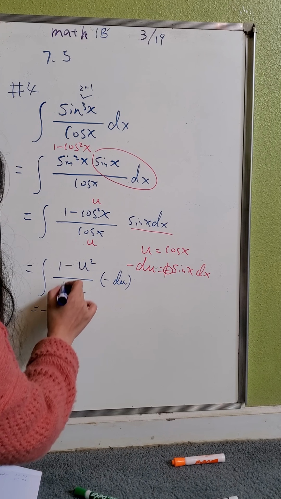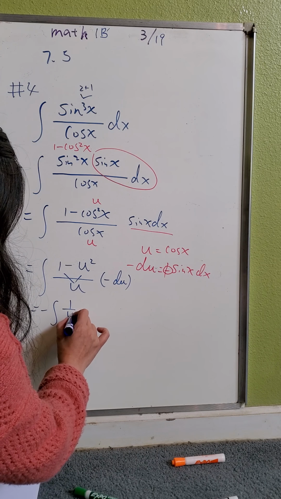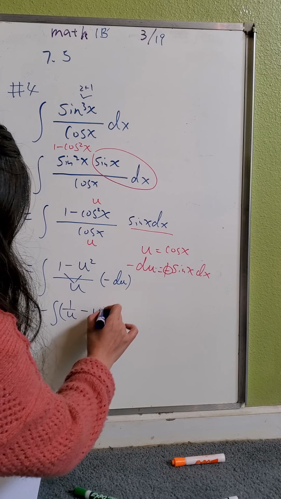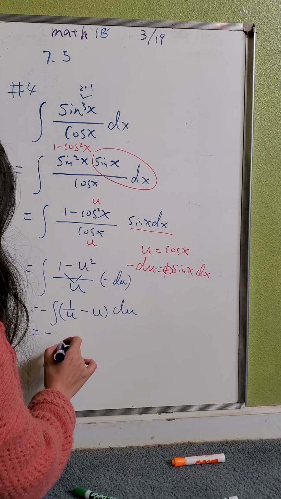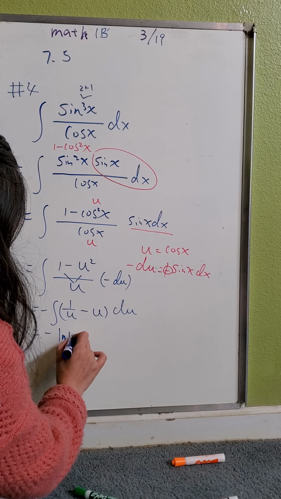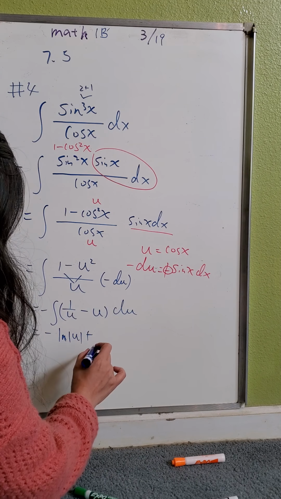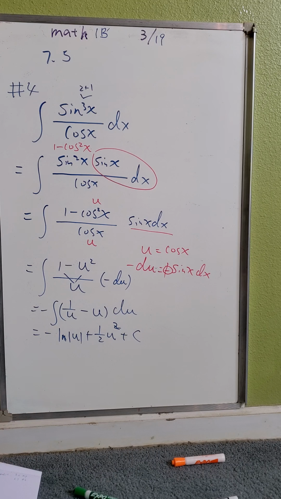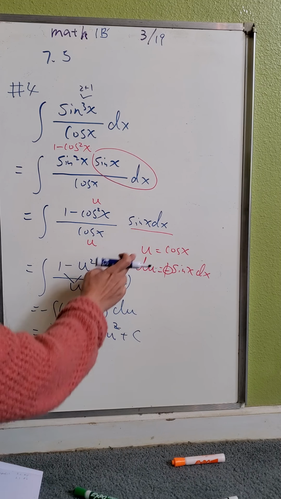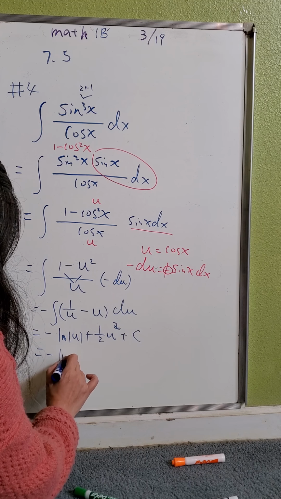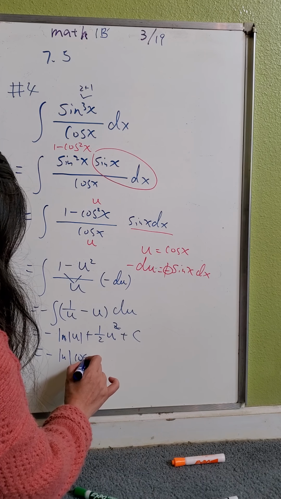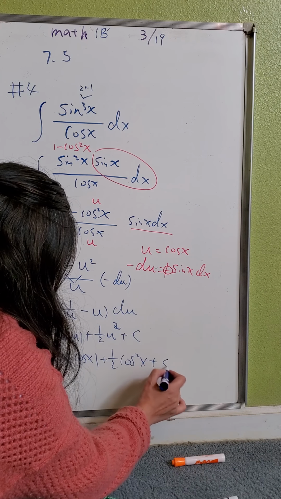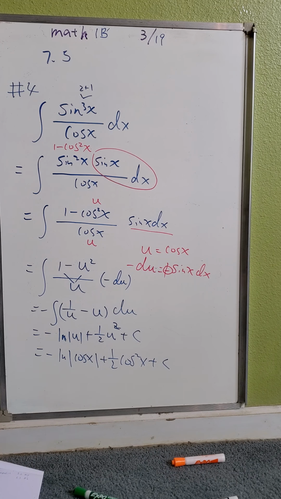So negative, and then I'm going to break this into 2 parts. So 1 over u, and then minus u du. So that's equal to negative ln u, and negative becomes plus 1/2 of u squared, plus C. And then at the end, just put the u back, u equals cosine x. So negative ln cosine x plus 1/2 cosine squared x plus C. And if you want to simplify further, you can, but if you don't, I'm okay with it.